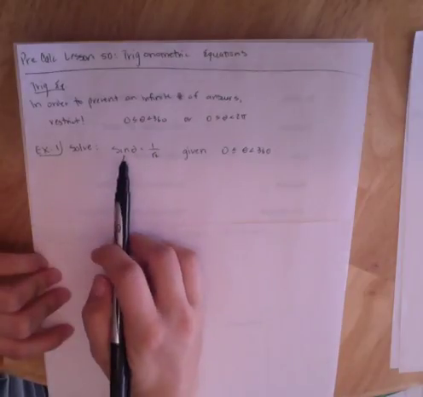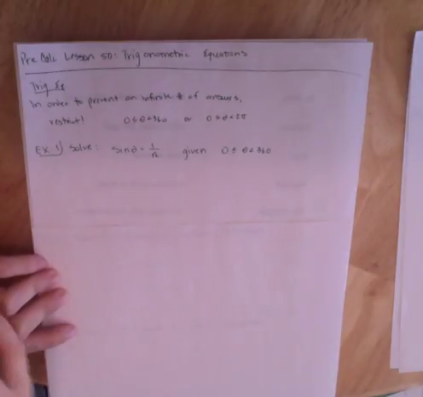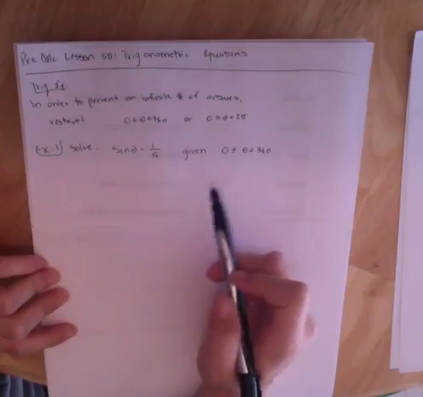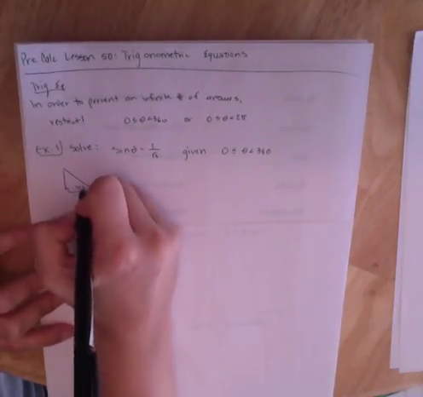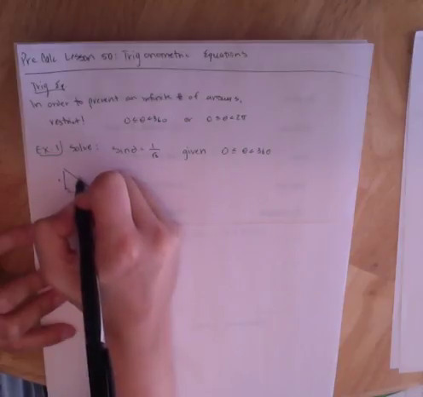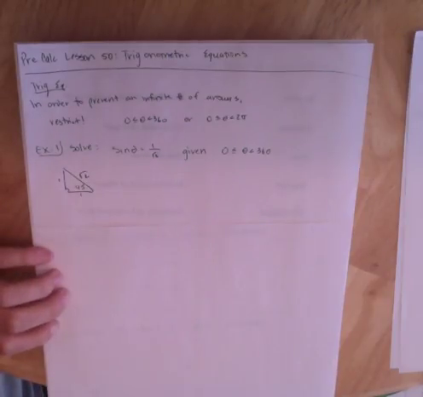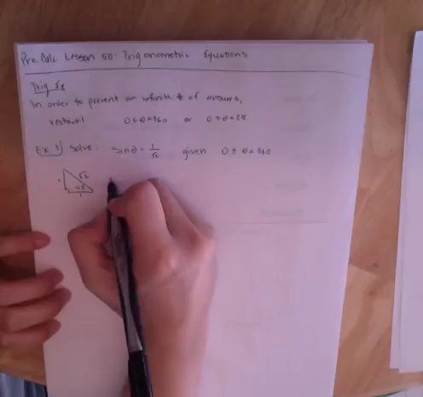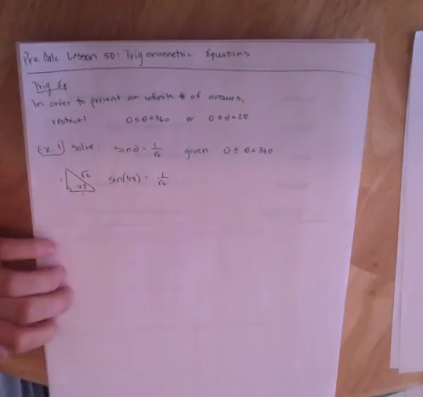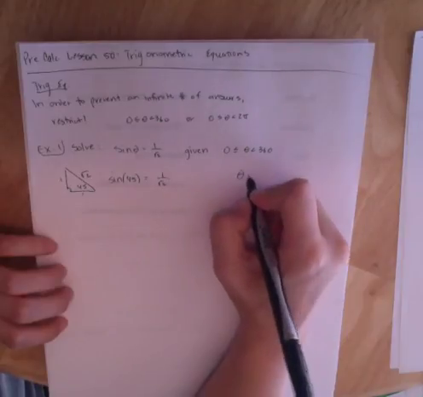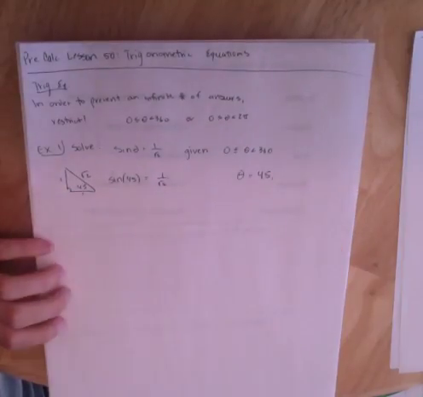If we want to solve the sine of theta is 1 over root 2, given that theta is in between 0 and 360, I'm going to draw my reference triangle. I know this is from my 45, 45, 90 triangle, 1 over root 2. And I know that the sine of 45 degrees is 1 over root 2. So theta can be 45.